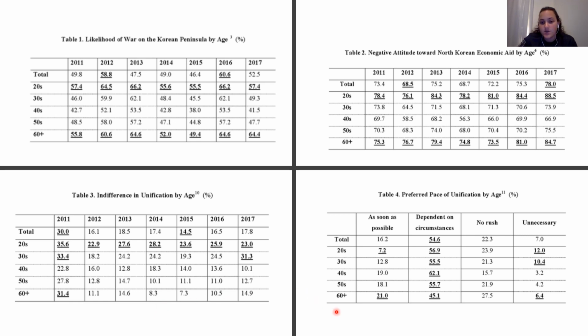And then people, generally in all of the age ranges, said the preferred pace of reunification depended on the circumstances. The next highest section was no rush. So they're not necessarily trying to reunify anytime soon, versus what seems to be the general idea of people globally.